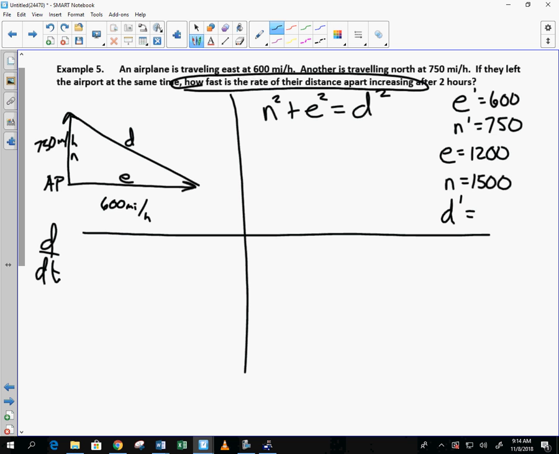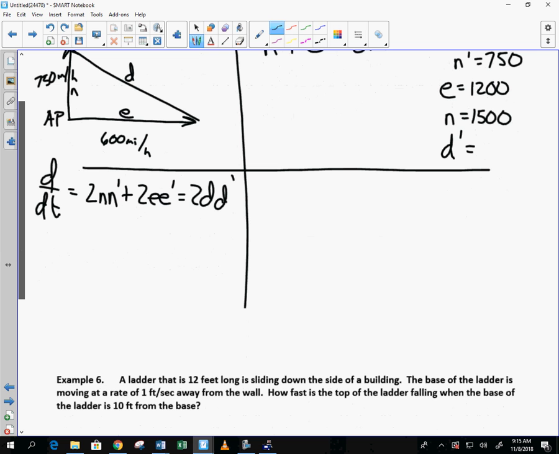Derivative with respect to time. What do you got? Thank you, Riley. 2n n prime plus 2e e prime equals. Sweet. That's totally legitimate, okay?